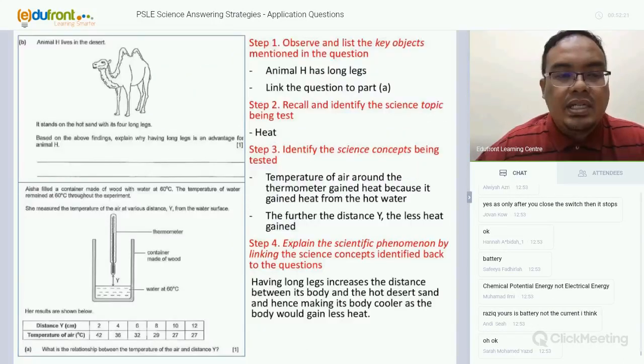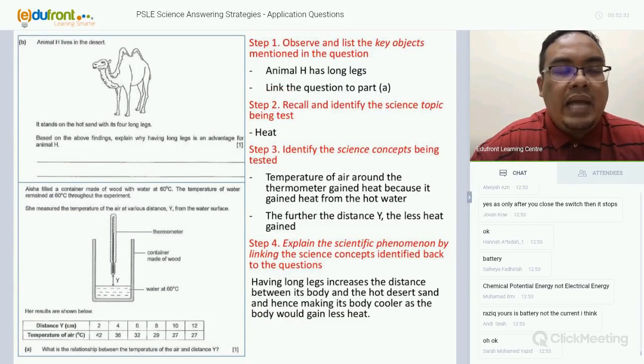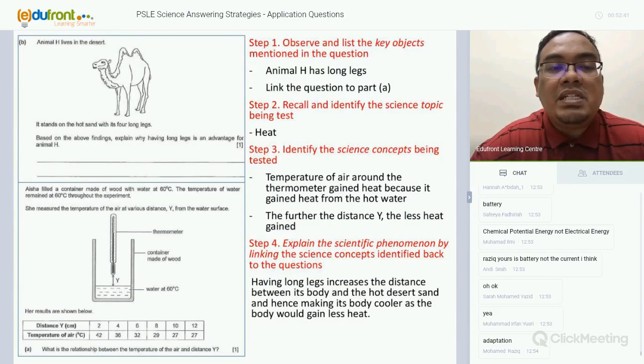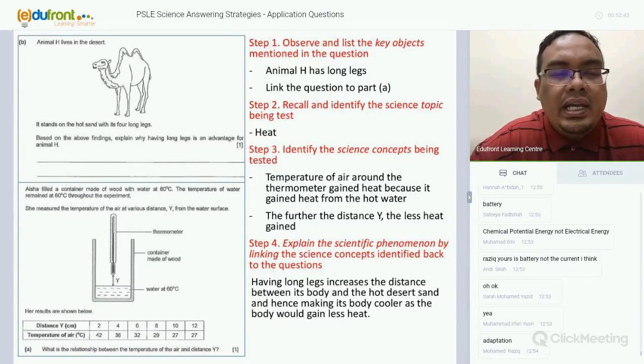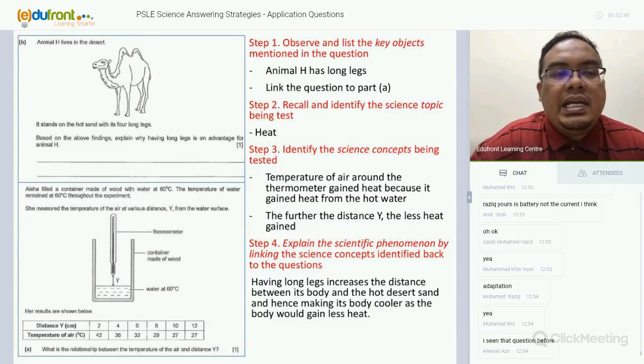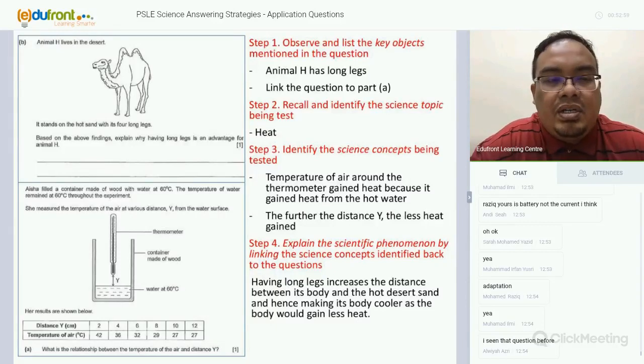Let's move on to the next question. Camel question. Okay, this is the last question. Animal H lives in the desert. This question did not even specify what animal that is, but all of us know this is a camel. This is a part B question. It asks: if this animal stands on hot sand with 4 long legs, based on the above findings, explain why having long legs is an advantage to animal H.